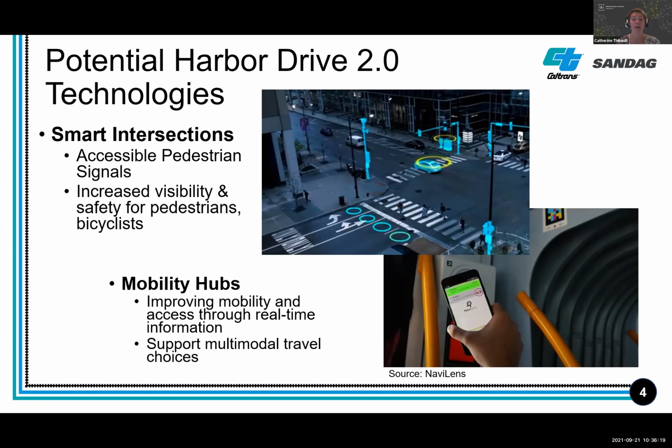So technologies that we could look at to support these mobility hubs would be real-time information. So people have access to all the information, all the modes available in real time, get to know when there are delays or changes, and then get better information so they can plan their route and book their trips accordingly, and all that to support multimodal travel choices.